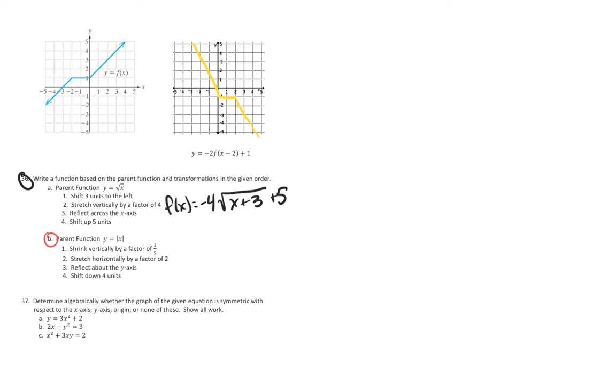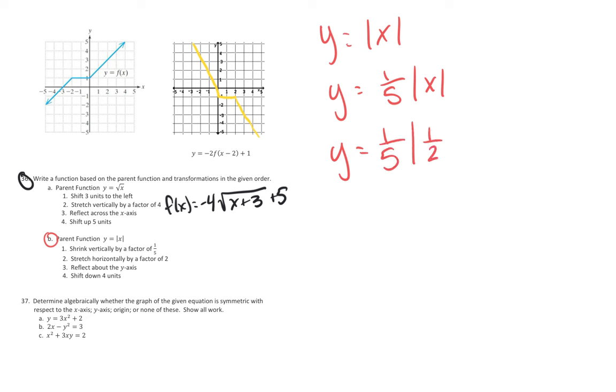Doing the same thing for this one, except we have y equals the absolute value of x. Our first transformation is to shrink it vertically by a factor of 1/5. So we're going to throw a 1/5 out in front, and we're going to say 1/5 times the absolute value of x. The next one is to stretch it horizontally by a factor of 2. And remember, when we're doing things with our x-axis, it's opposite of what we may think. So we have y equals 1/5. We're going to throw a 1/2 instead of a 2 on the inside.